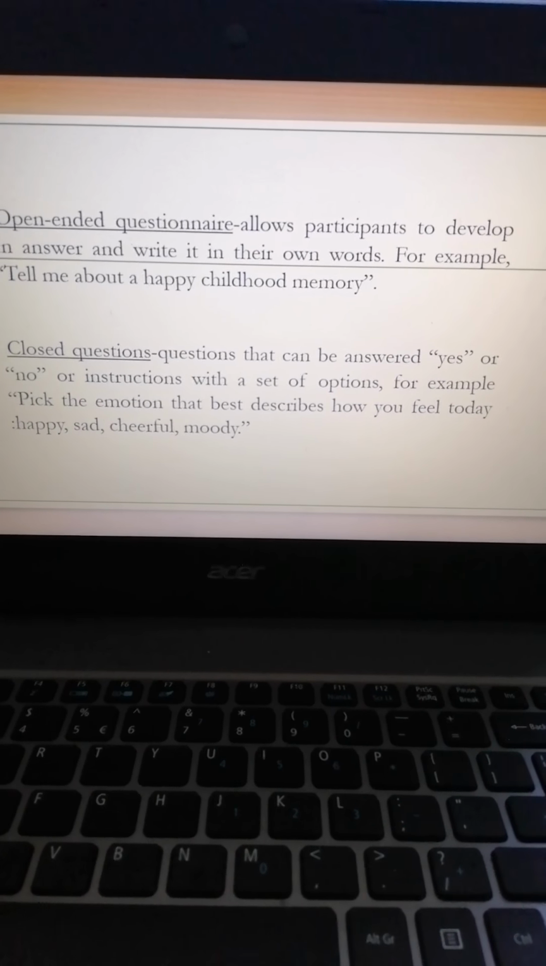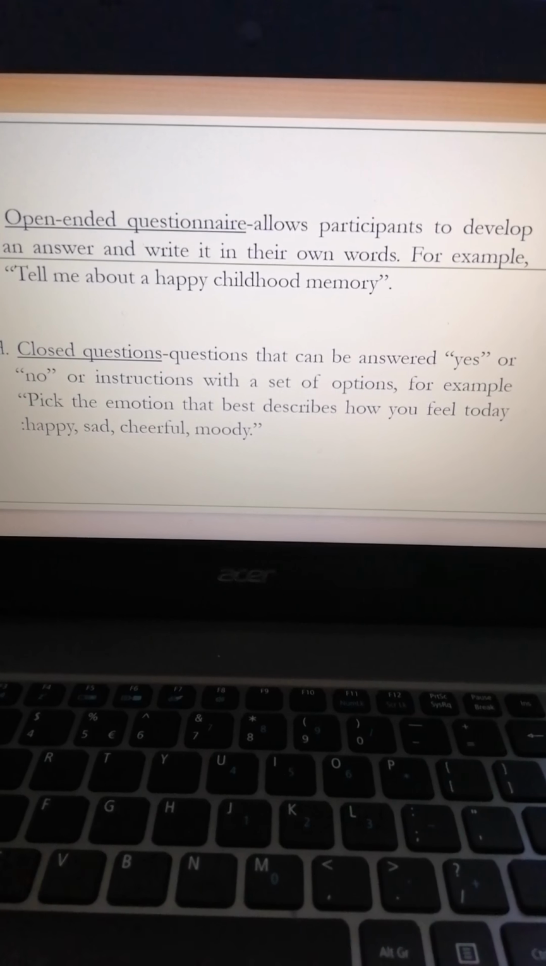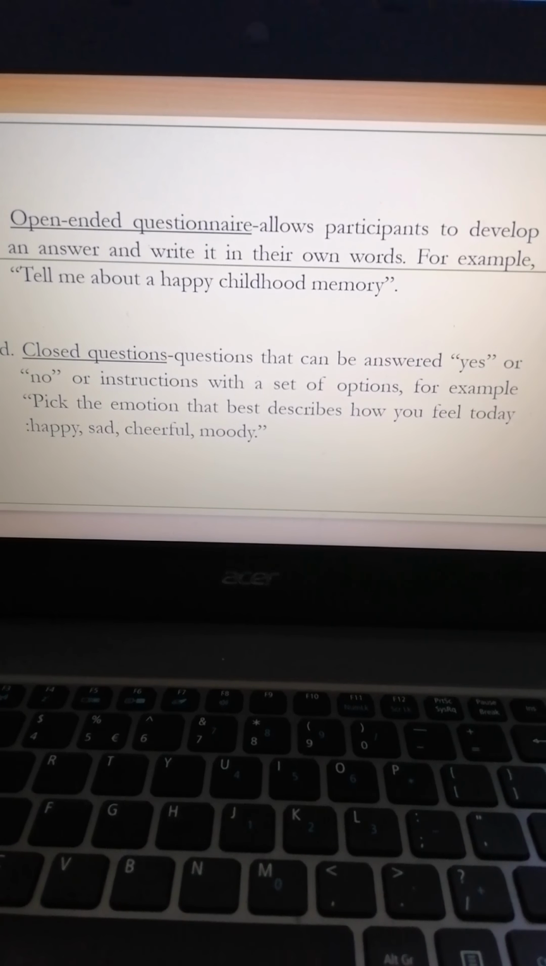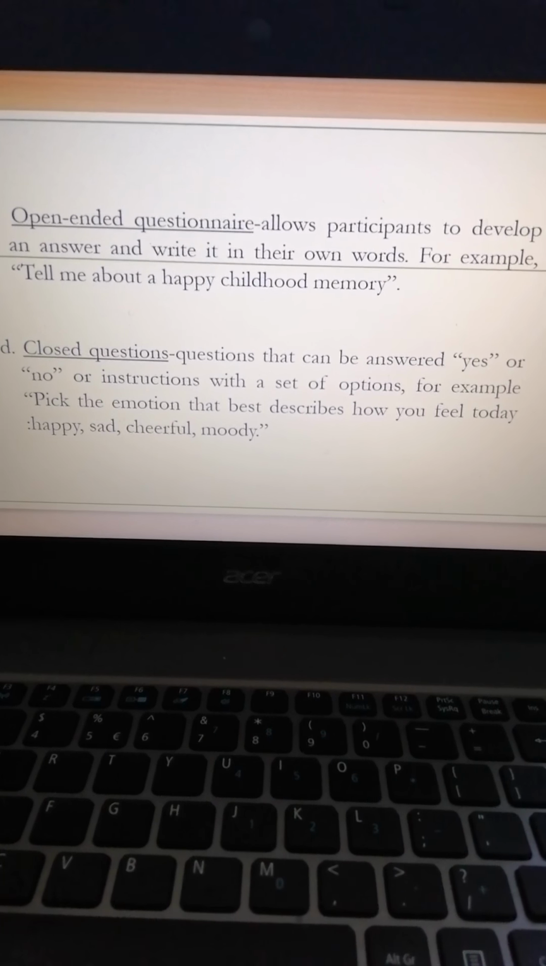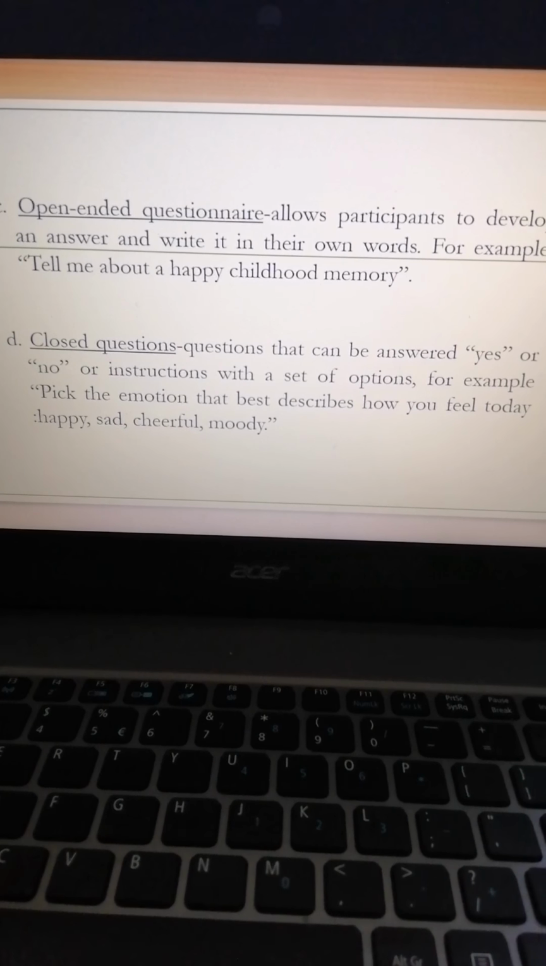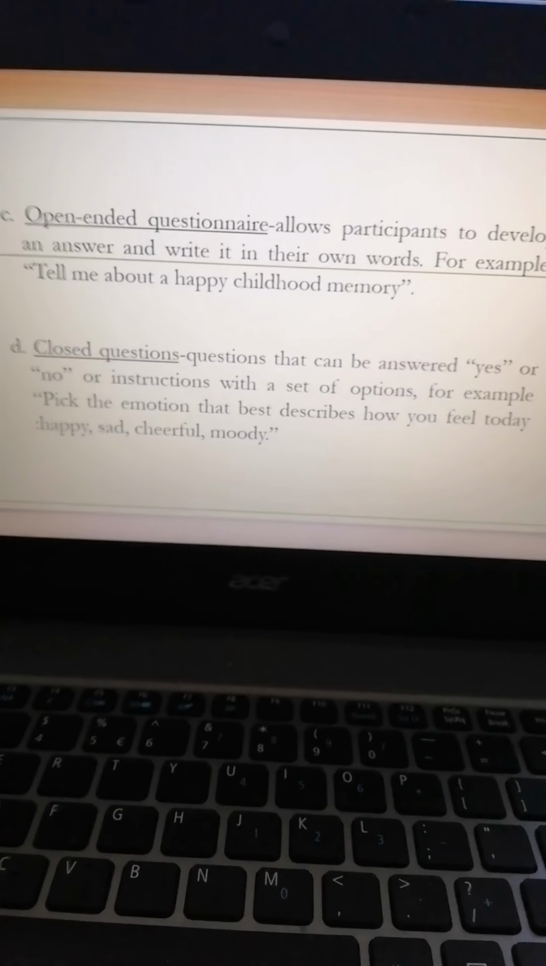Other than that, the participants can get questions with options such as yes or no, and instructions with a set of options. For example, pick the emotion that best describes how you feel today. So the answer can be either happy, sad, cheerful, or moody.